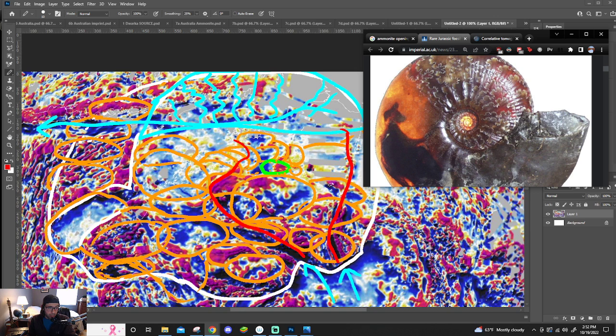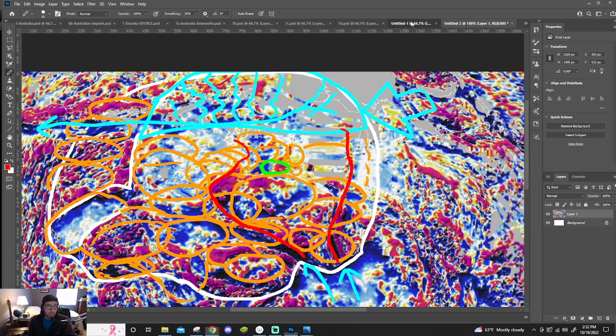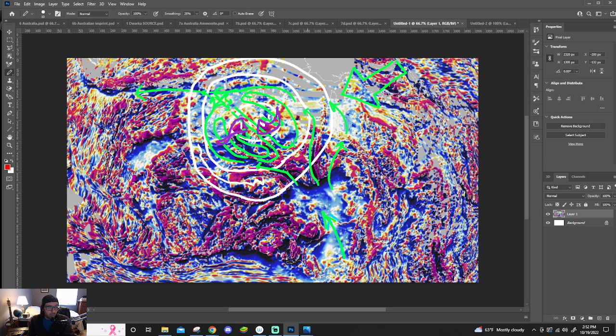Created a pocket where there's like a back pressure, right? Let's go to that other one. This one, where they go around and then they push this way. So they start moving the center of the nucleus in this direction.